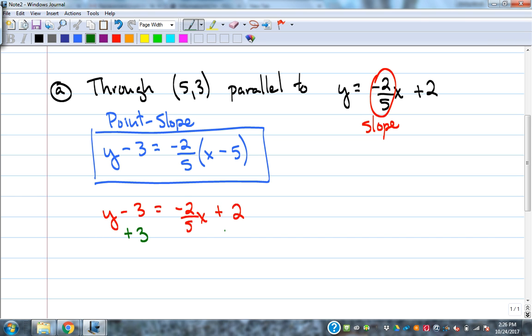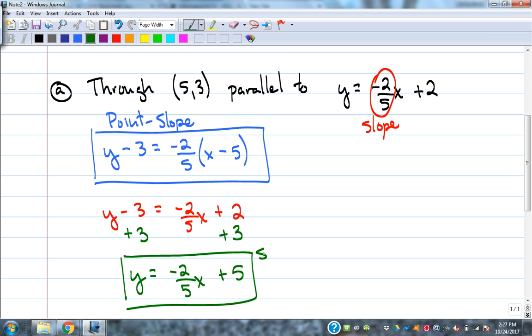Then we would add 3, correct? y equals negative 2/5 x plus 5. Negative 2/5 times negative 5 is where that came from. So that's slope intercept form. Well, what if they ask for it in standard form?